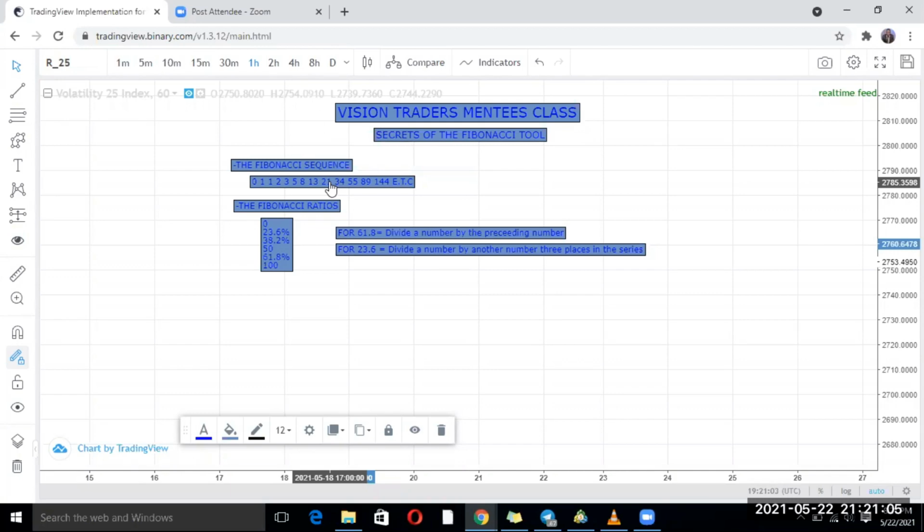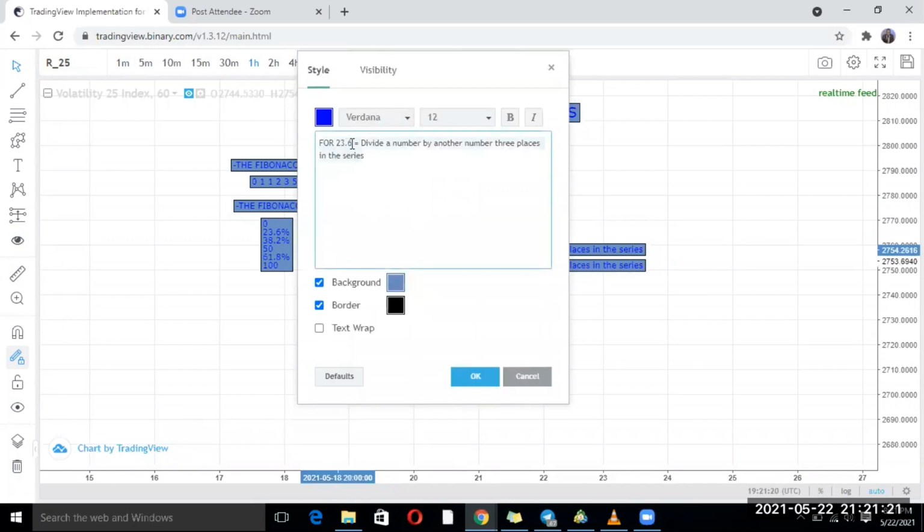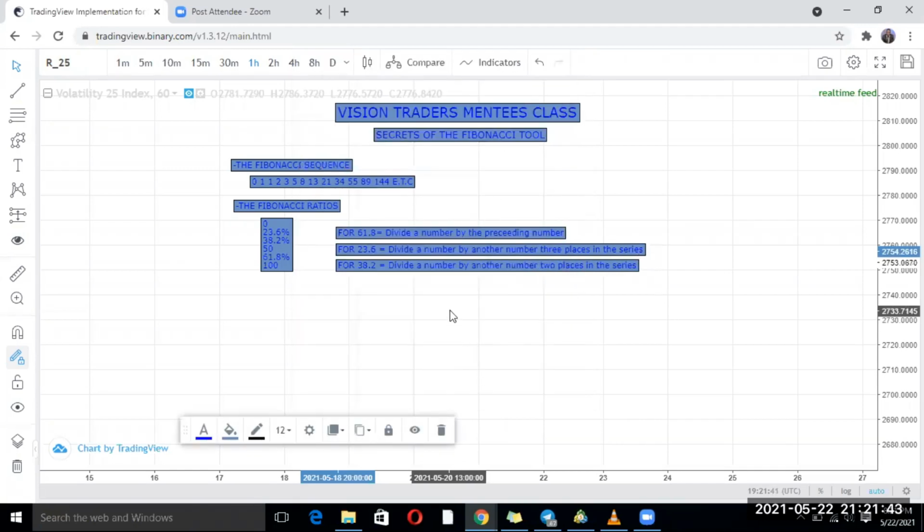Now the last one is 38.2. Let's clone this also for 38.2. This just divides a number by another number, this time 2 places. Yes, 2 places. Hope I'm right. Yeah, 2 places. So quickly, let's do that again.